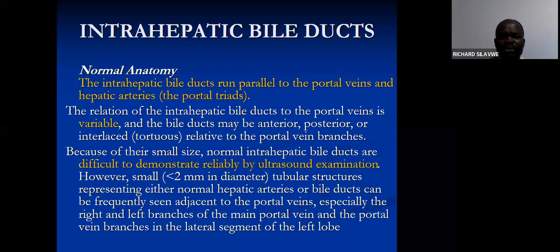Parallel to the portal veins and the hepatic arteries. We are just repeating what we already mentioned. So the relation of the intrahepatic bile duct to the portal vein is variable. Like we mentioned, sometimes you can find it anteriorly, sometimes posteriorly. Because of their small size, normal intrahepatic bile ducts are difficult to demonstrate reliably by ultrasound examination.